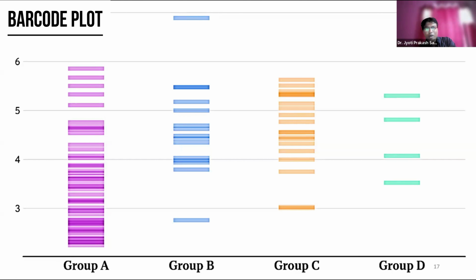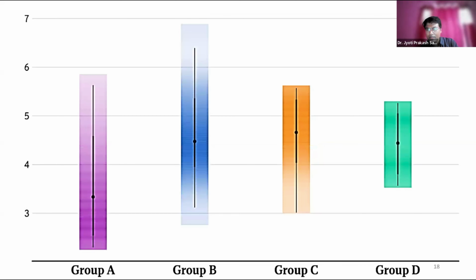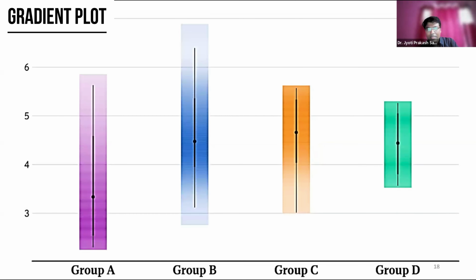Suppose we narrow down this bar to a line and just shorten the distance between the numbers given on the y-axis. What would it look like? It looks like this one. The gradient plot. This is the gradient plot.